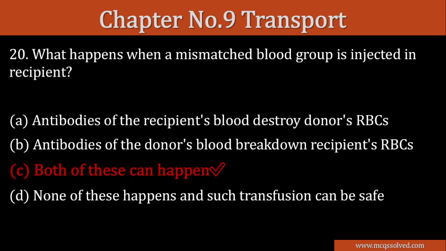What happens when a mismatched blood group is injected in a recipient? So the right option is both of these can happen. Antibodies of the recipient blood destroy donor RBCs. Antibodies of the donor blood break down recipient RBCs. So both of these can happen.